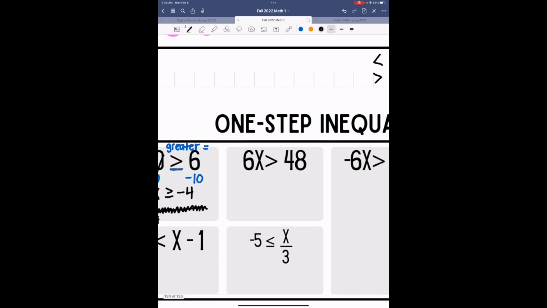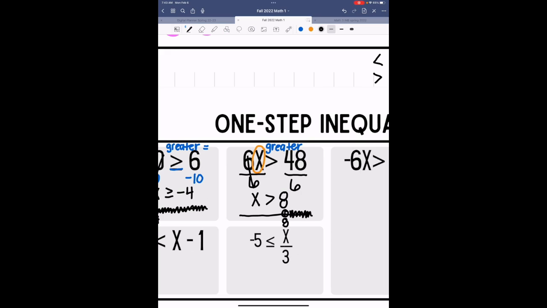All right, so for the next one, we're solving for x here. This one is also going to be greater than but not equal to. So this one is 6 times x is greater than 48. We're going to divide by 6, because remember, to undo multiplication, you do division. And x is greater than 48 divided by 6, which is 8. On a number line, if I have 8, this would be an open circle because it's not equal to, and greater than would be this way.